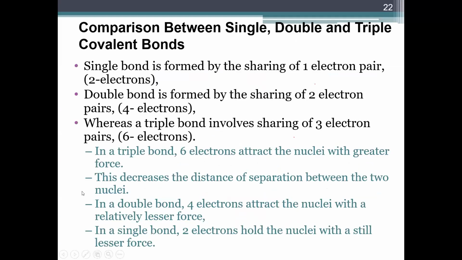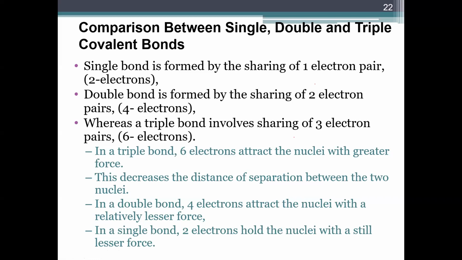So to compare the two, in a triple bond you have six electrons that attract electrons. So a triple bond is strongest, followed by a double bond, then a single bond. In terms of bond length, in a triple bond, six electrons are attracting electrons towards the nuclei with a great force. Because the number of electrons is many, the distance of separation is shorter. So the bond length is shorter, but the bond strength is more.